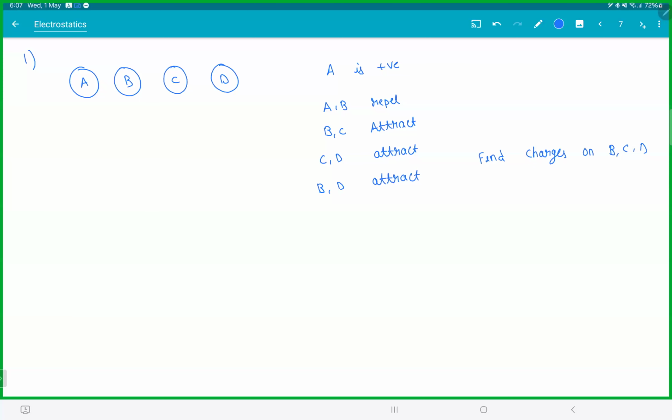So we have four bodies, A, B, C, D there. A is positive. AB attract, AB repel, BC attract, CD attract, BD attract.